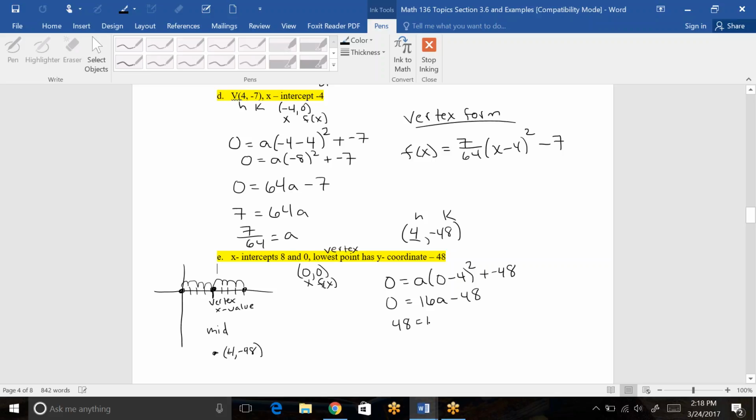Add the 48 over, divide by 16, and we get 3. So this one, since it's a nice number, we'll go ahead and work it all the way out. So this would be f of x equals 3 parentheses x minus 4 squared minus 48. We'll FOIL out that x minus 4. That would be x squared minus 4x, so that'd be minus 8x. Negative 4 times negative 4 would be positive 16.